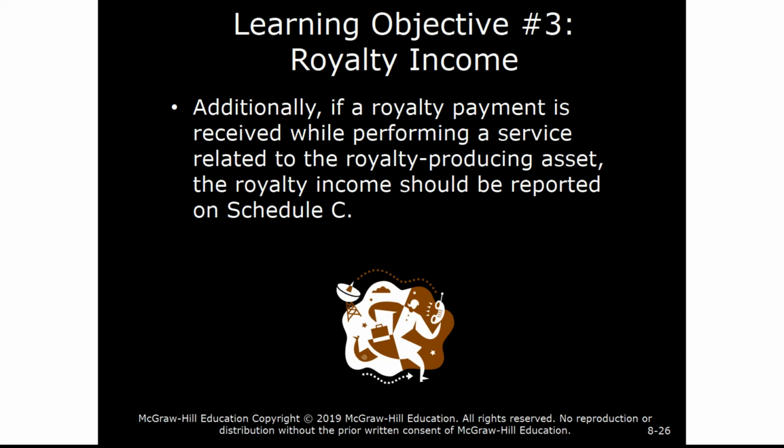What if, however, you went out and promoted the book, signed autographs, went to bookstores? That would be different. That would be Schedule C income, because while it's related to the royalty, it's actually not the writing of the book, which is what you're being paid the royalty on. This is promoting the book. So any income or expenses that you receive or incur related to income-producing activities would be reported on Schedule C.